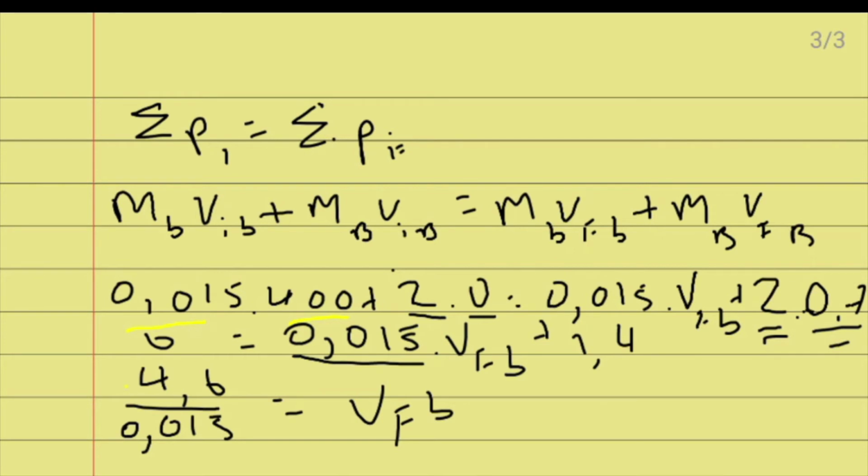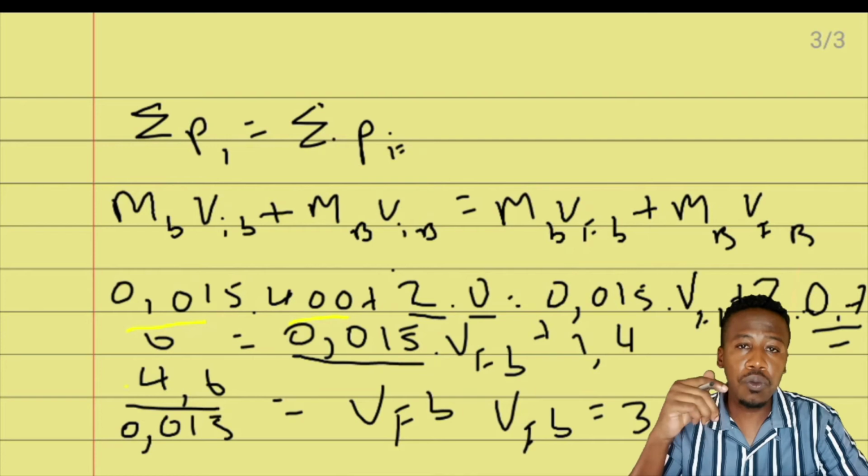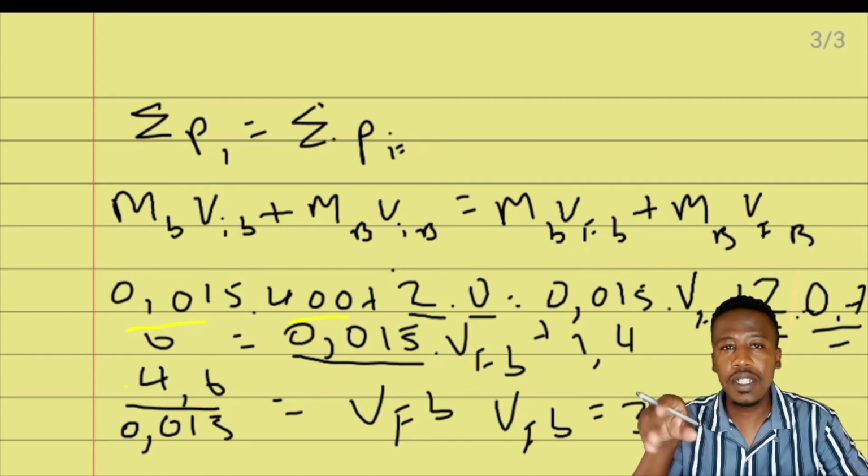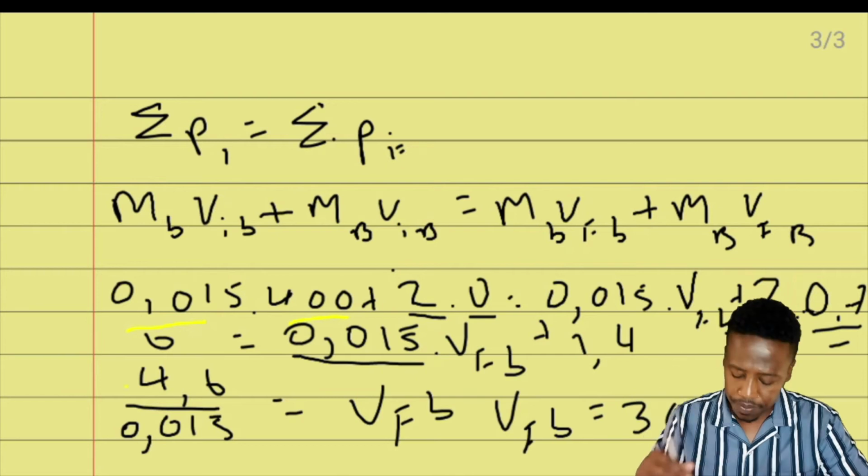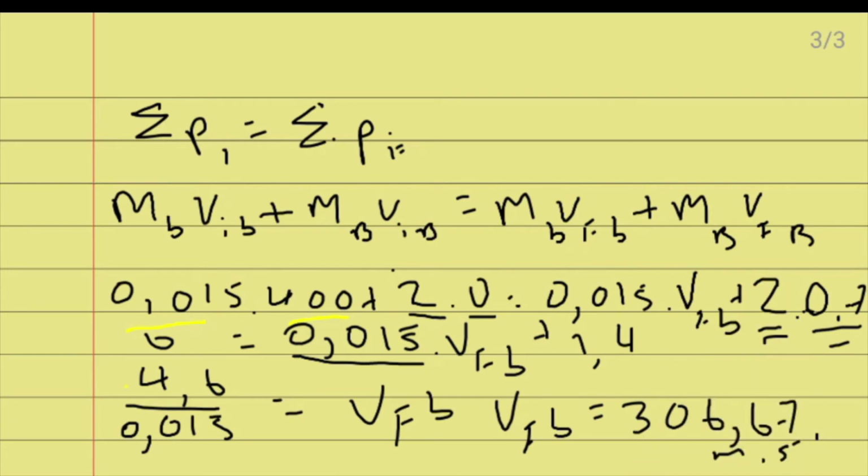Now we have the final velocity of our bullet, which will equal 306.67 meters per second. Now remember, they asked us to find the what? The velocity. Remember, I said velocity is a vector quantity, right? Meaning we have to write down the direction, or specify in which direction. And I chose the eastward, moving east, as positive. I made it positive.